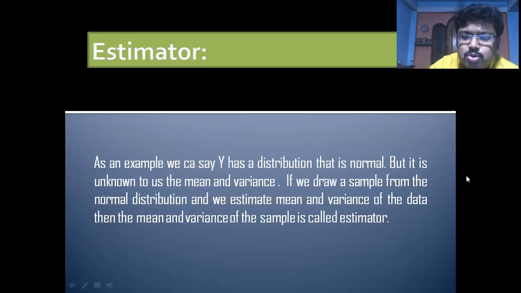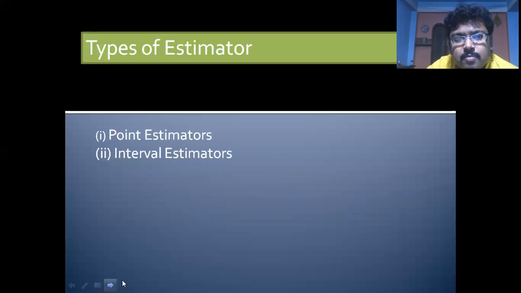And here you should remember that this is the statistic. Estimators are also called statistics. Now there are two types of estimators: one is point estimators and another is interval estimators.